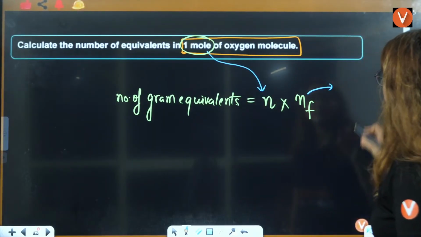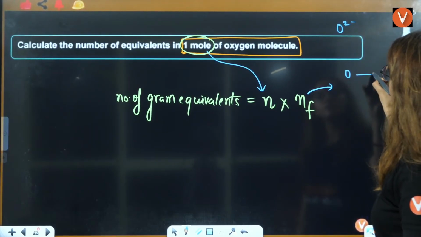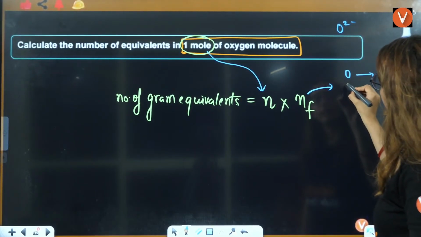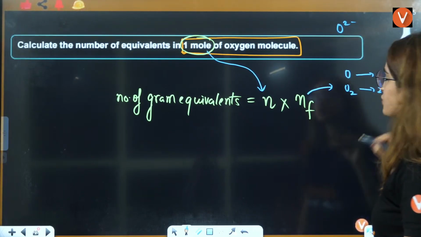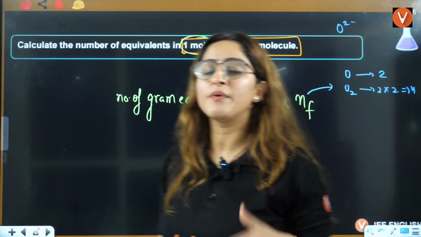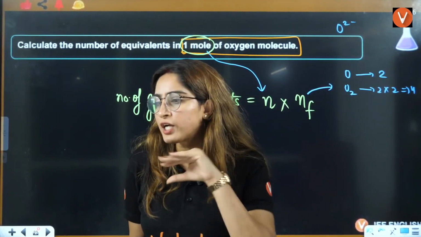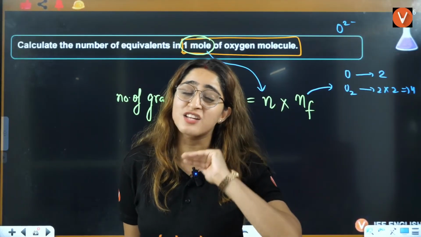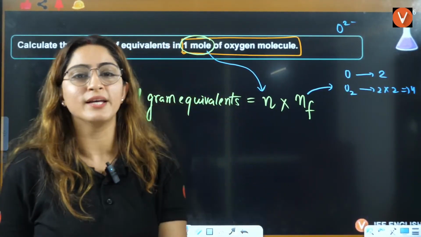What is n factor? See, oxygen is -2. So for oxygen, valency is 2, right? So for O2, it will be 2 into 2, that is 4. So n factor is going to be 4. So n factor is nothing but the valency factor. Right now you just understand this much. It is covered in so much detail in your syllabus, I'll teach you that, don't worry.